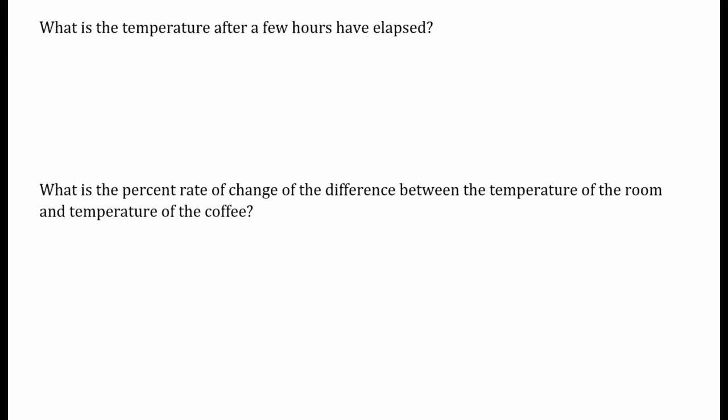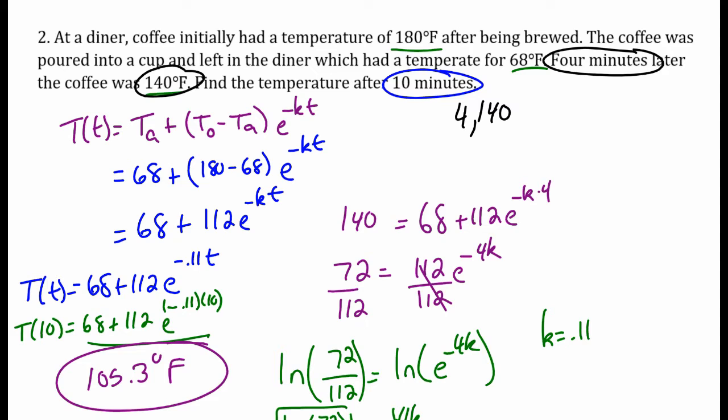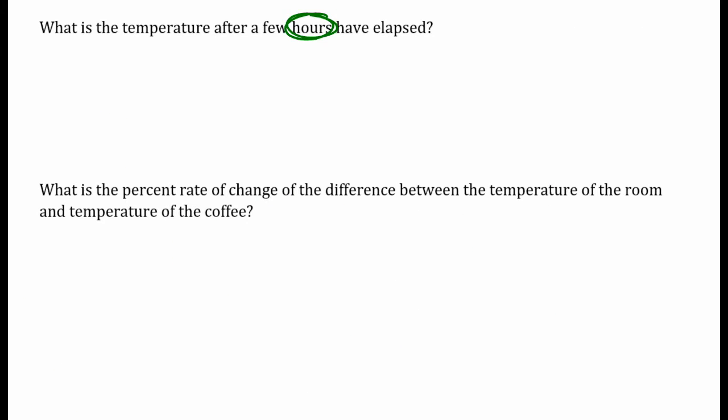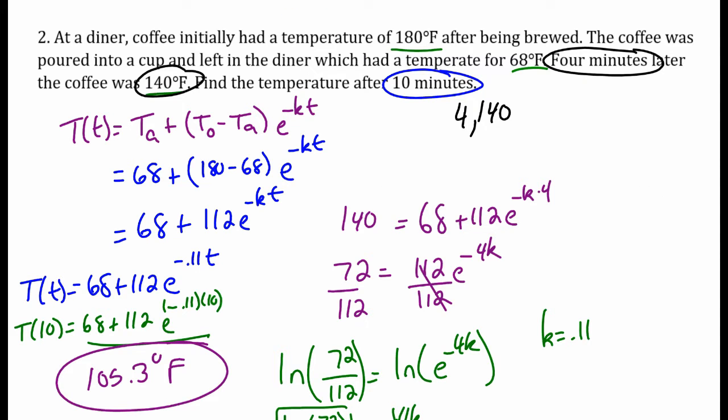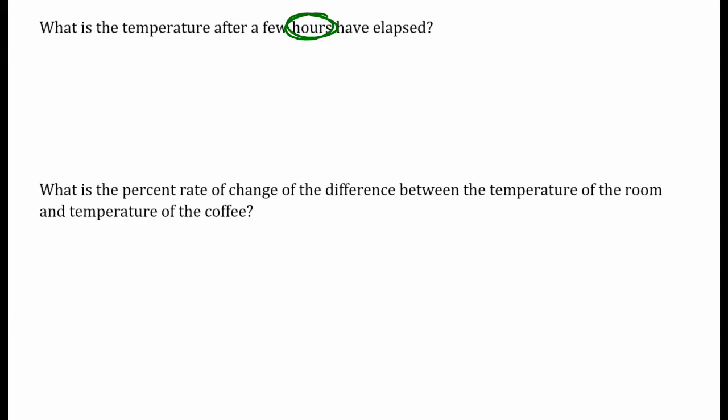What is the temperature after a few hours have elapsed? This is a key thing where it's talking about the hours that have elapsed. Our function's in terms of minutes. After 10 minutes, we're already down to 105.3 degrees. After a few hours, it's going to start approaching 68 degrees Fahrenheit because that's the temperature of the room.